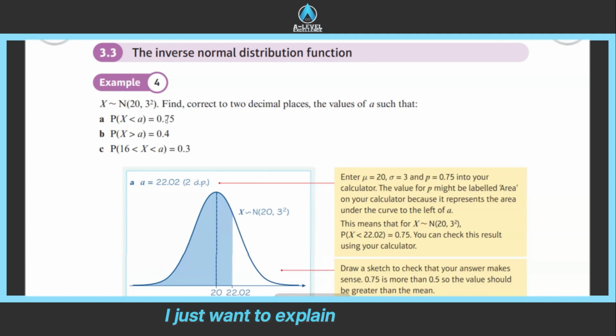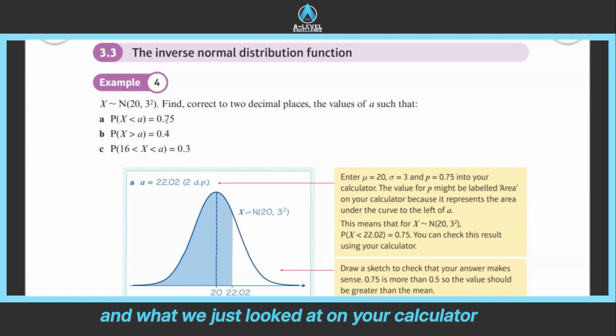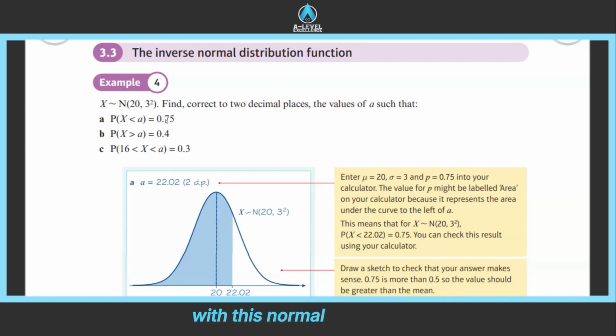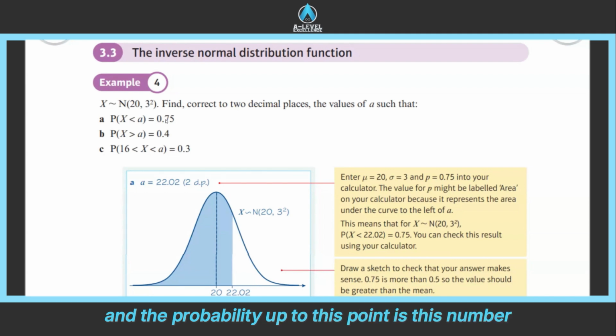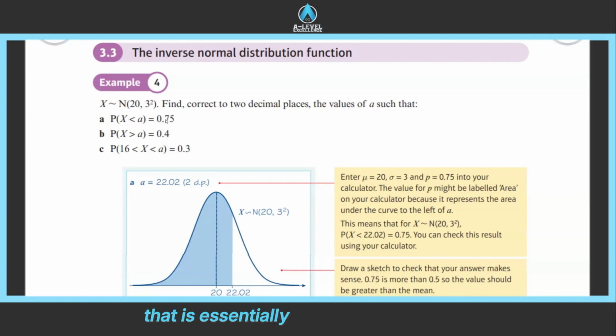I just want to explain really quickly the main idea here, right? Because again, so many students over my 10 years of teaching get this confused and they overcomplicate it. What you learnt on Monday and what we just looked at on your calculator was if you've got a normal distribution, here's the question. With this normal distribution, what's the probability you're less than this number? Think of it that way. What we're looking at now is this. If you've got a normal distribution and the probability up to this point is this number, how far along are we? That is essentially what we're looking at.